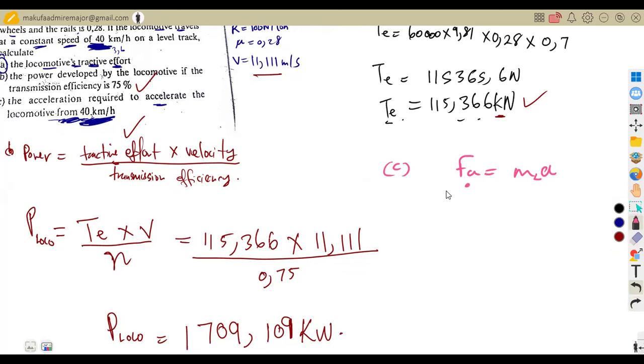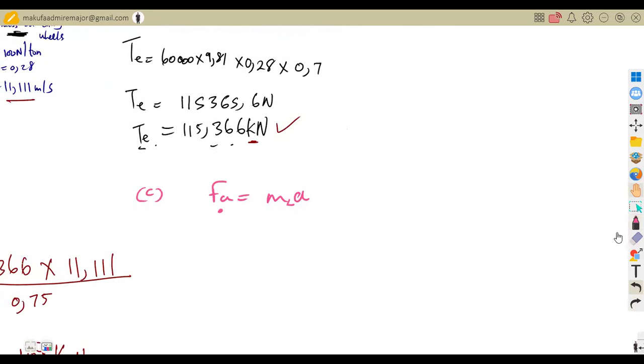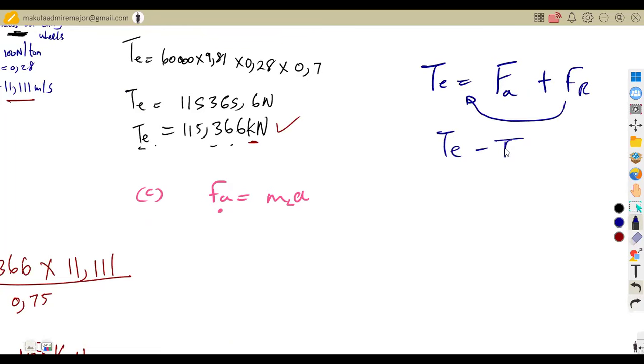Remember what we talked about when this is given on a level ground. On level ground, TE is equal to the accelerating force. Once the accelerating force is considered, you add the rolling resistance. So you transpose this to the other side: TE minus FR is equal to FA, where FA is equal to MA.